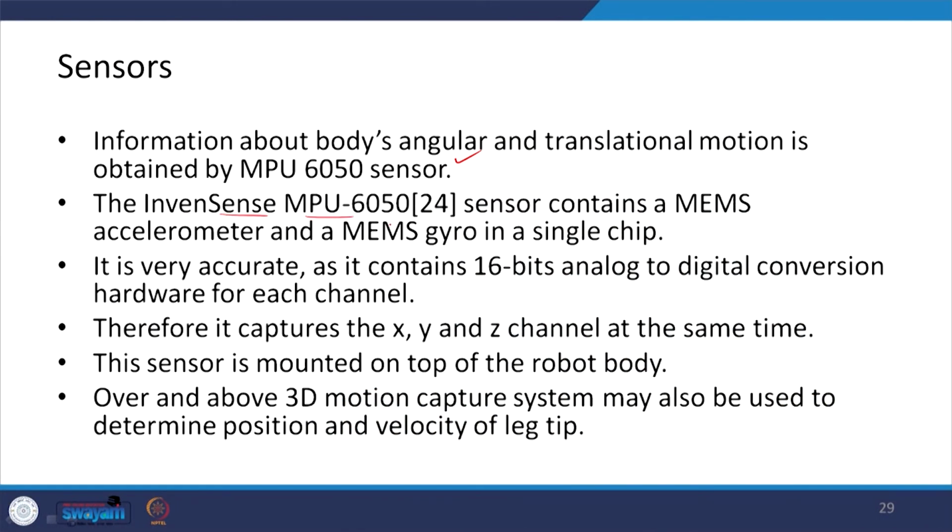The InvenSense MPU sensor contains a MEMS accelerometer and a MEMS gyro in a single chip. It is very accurate and contains 16-bit analog to digital conversion hardware for each channel. Therefore, it captures X, Y, Z channels at the same time, and this sensor is mounted at the top of the robot body. Over and above, a 3D motion capture system may also be used to determine the position and velocity of the leg tip.